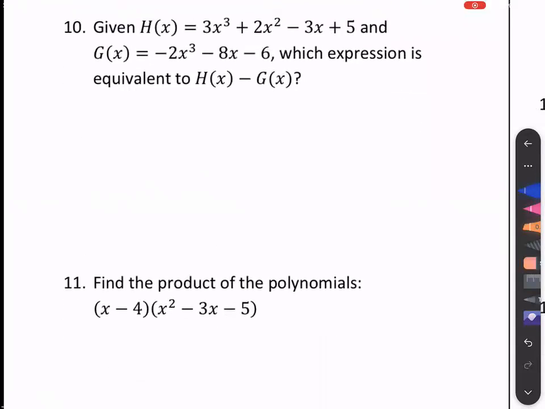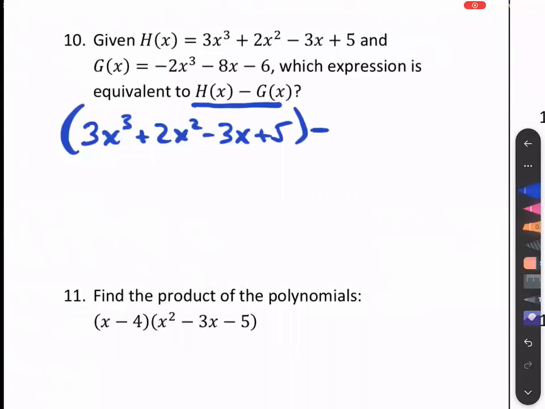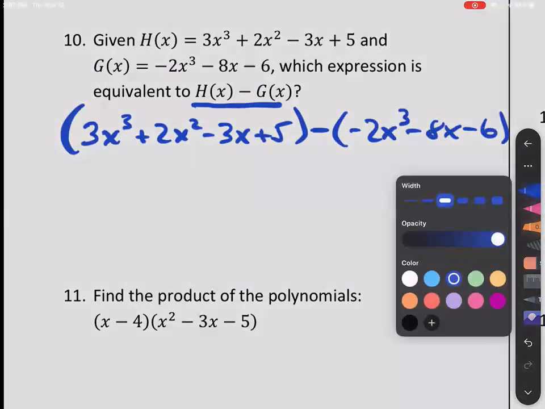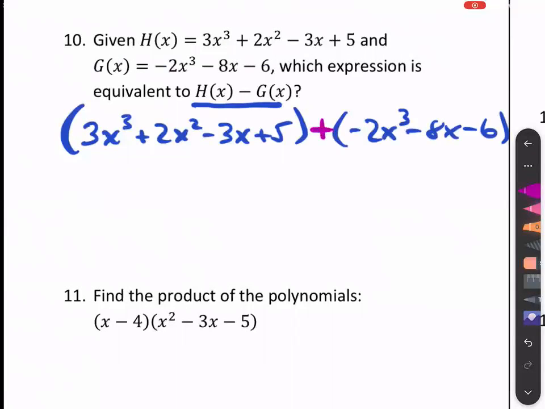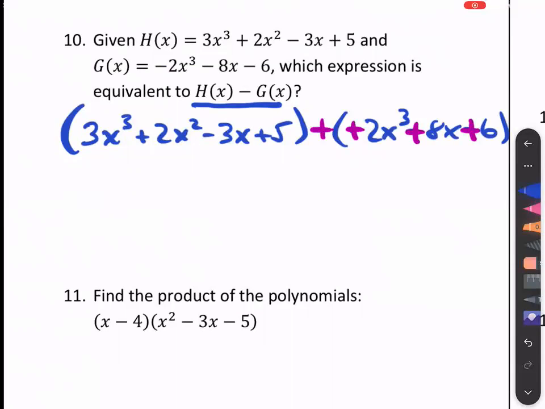Number 10 is worded a little strange, but all this is asking you to do is take function h and subtract function g. So if you want to rewrite this out, it's 3x cubed plus 2x squared minus 3x plus 5, that's h. And then I'm subtracting g, which is negative 2x cubed minus 8x minus 6. And then I can do exactly what I did before, change all my signs. Those are all going to be pluses now.